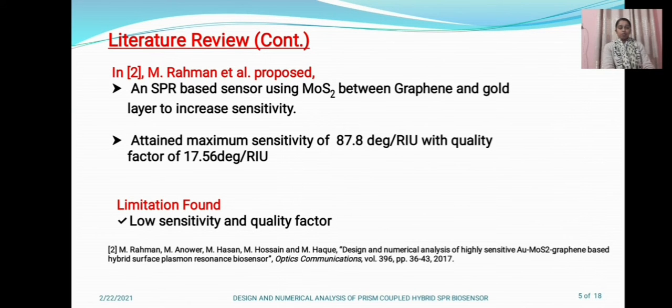In literature review 2, one proposed an SPR based sensor using molybdenum disulfide between graphene and gold layer to enhance the sensitivity. The proposed structure attained a maximum sensitivity of 87.8 degree per RIU with a quality factor of 17.56 per degree. Limitation: it exhibits low sensitivity and quality factor. We can introduce a hybrid structured SPR sensor to enhance the sensitivity.